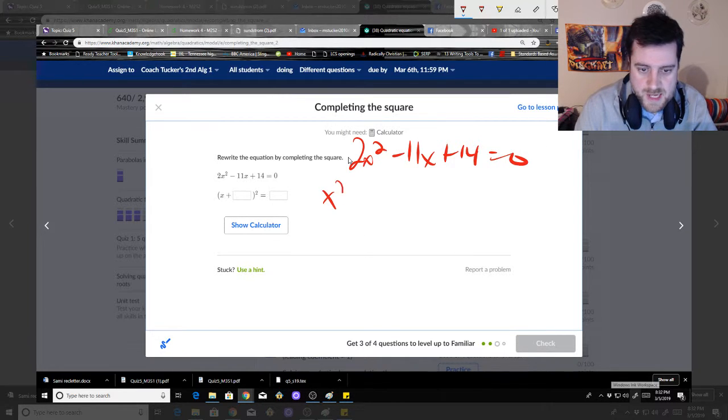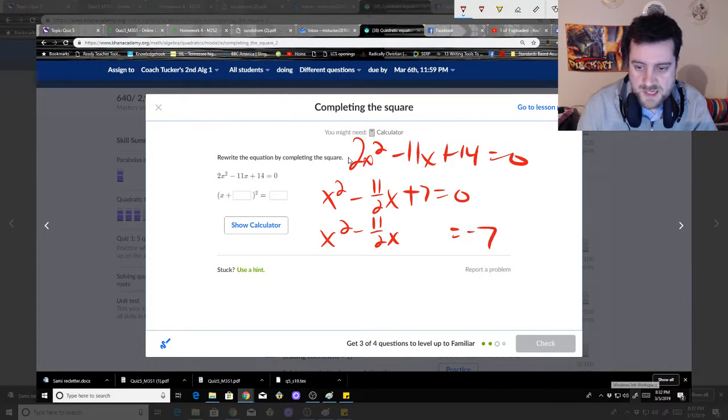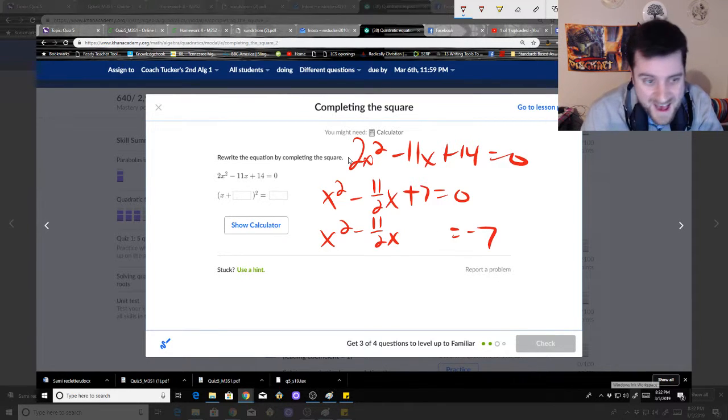So this becomes x squared minus 11 over 2x. This is going to be a nasty completing the square. Plus 7 equals 0. So subtract 7 from both sides. x squared minus 11 over 2x equals negative 7. So we need to complete the square. We're going to take half of this.